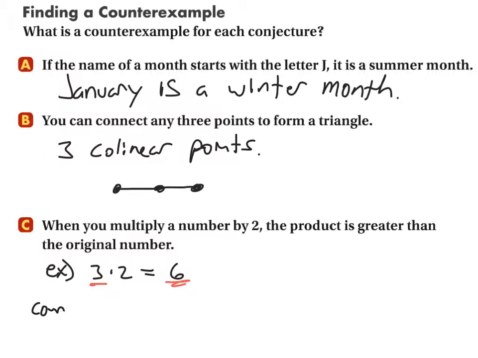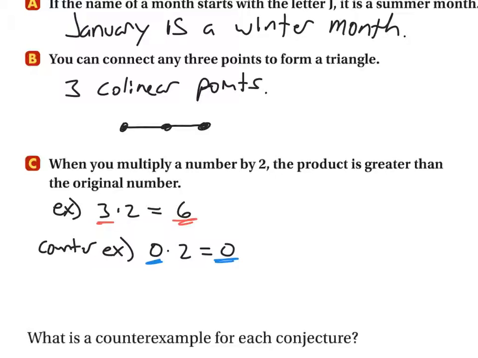So let's see. Counterexample, 0 times 2 equals 0, and 0 is not bigger than 0. It's equal to 0. See what I'm saying? So that would not work. I'm hearing some people shouting about negative numbers. What about negative 3 times 2? That gives me negative 6. Negative 6 is less than negative 3. So again, that's another counterexample. We could actually have a whole bunch of counterexamples on this one. Okay?